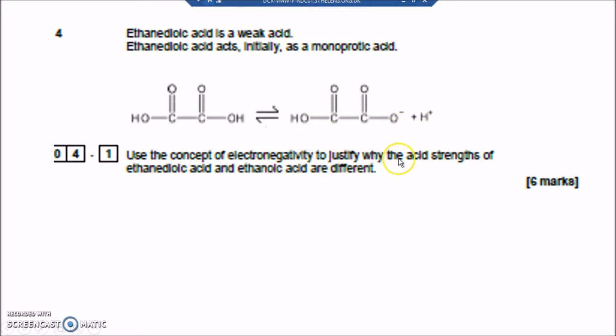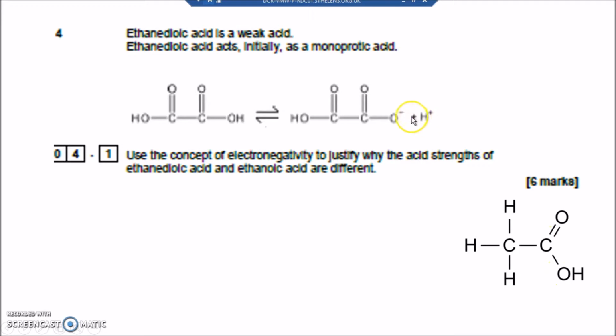Use the concept of electronegativity to justify why the acid strengths of ethane dioic acid and ethanoic acid are different. Well, let's have a look at ethanoic acid. Ethanoic acid hasn't got the rest of this group here, it's got a CH3 group. So again, the OH bond has got to break, and the electrons have got to move onto the oxygen. But this CH3 here is not going to help because that repels electrons. It's going to push electrons the other way.